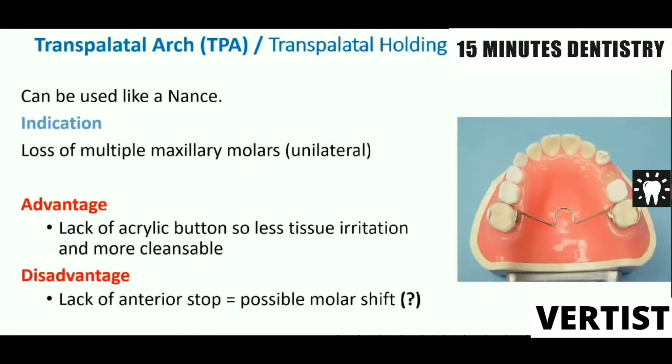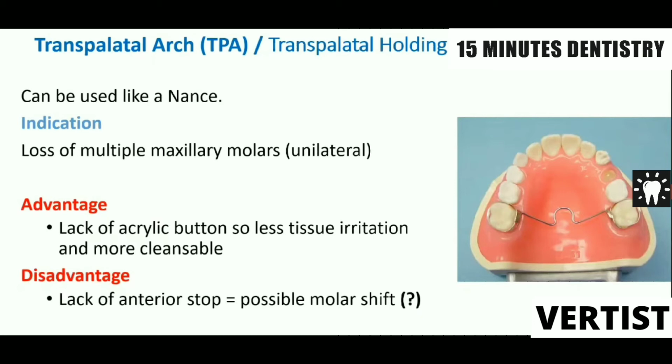If the child has lost multiple teeth in the maxillary dentition, and the child has some palatal lesion due to which a Nance holding arch cannot be used, in this situation another option available is the Transpalatal Arch, TPA or Transpalatal Holding Arch. This is also used in case of multiple teeth loss in the maxillary dentition, especially molars. And if the loss is unilateral, maybe one or two or three teeth have been lost unilaterally, this is the space maintainer of choice.